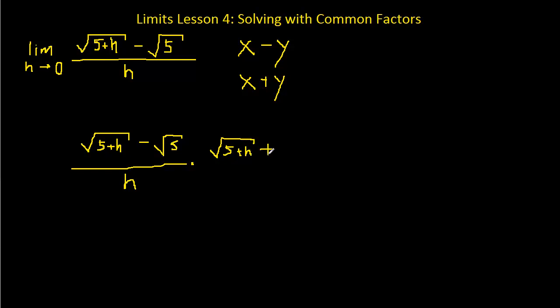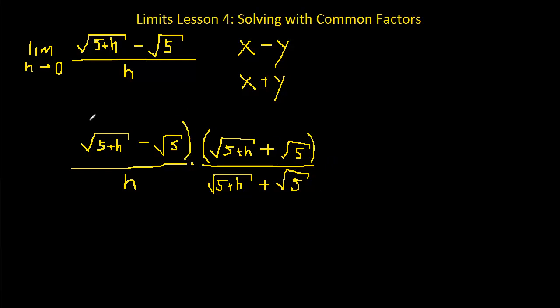Except now we're going to do plus radical 5. Okay, and then we have to do the same to the bottom to make sure that we're not breaking this equation. We still have the same thing we had before, we're just making it easier to deal with. So now, we simply multiply these two using FOIL.